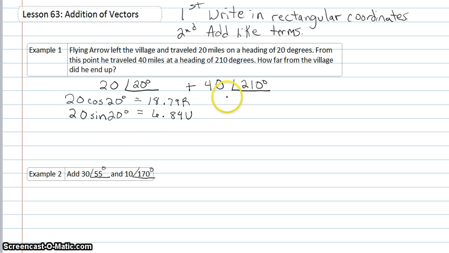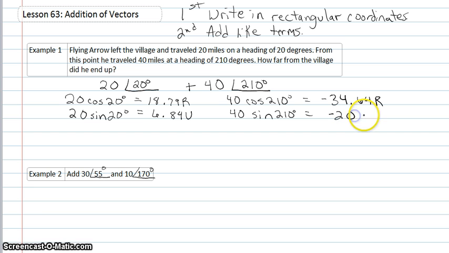Alright, and then on the next one, this will be 40 cosine 210 degrees and 40 sine 210 degrees. Okay, so when we work this one out, we end up with a negative 34.64R. And then with the sine, we get a negative 20U.